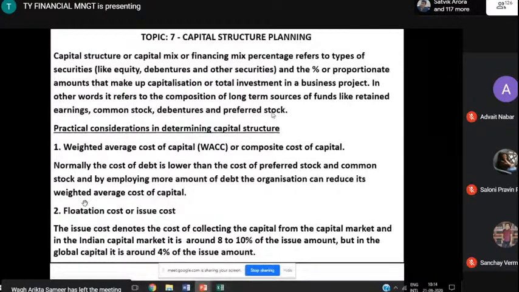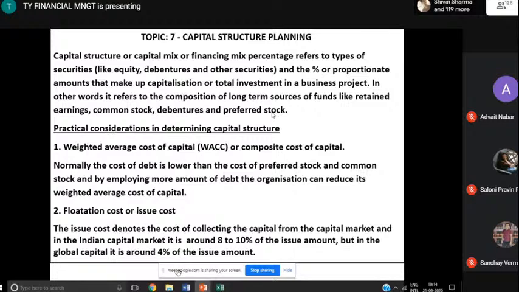Read again. Capital structure or capital mix or financing mix percentage refers to the type of securities and the proportionate or percentage amount that make up capitalization. What is capitalization? Since you are hearing this word first time, I put another word, total investment. As according to our example, you have taken total investment 1000 CR. Common stock 500 CR, therefore 50%. Debentures 200 CR, 20%. Preferred stock 200 CR, 20%. Retained earnings 100 CR, 10%.